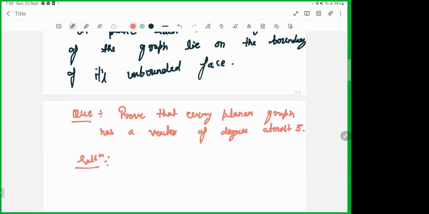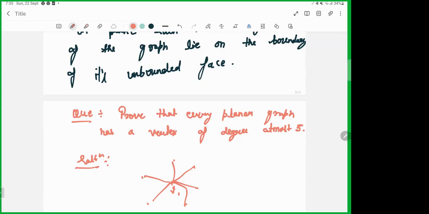Consider a vertex surrounded by, say, 2, 3, 6 vertices, and then join each of them to the main vertex inside. The main vertex is the first vertex that is placed in the center, and then around this. Okay, so let's say this vertex has degree 6, and there are 6 vertices which are joined to it. So this is a planar graph.